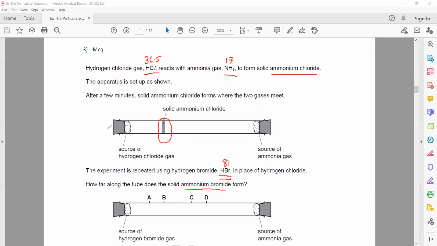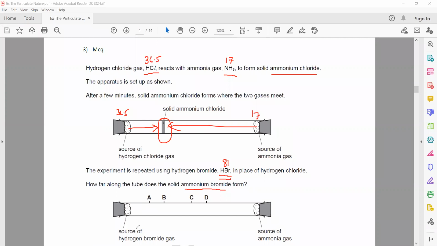So when you check the mass here, hydrogen chloride is 36.5 and ammonia is 17. So according to this, HCl will diffuse slower because it is heavy, and ammonia will diffuse faster because it is lighter. So when ammonia and hydrogen chloride react, they react at point B, basically.